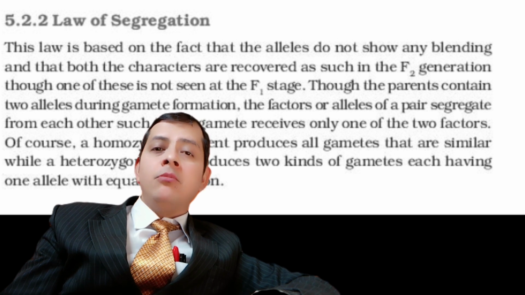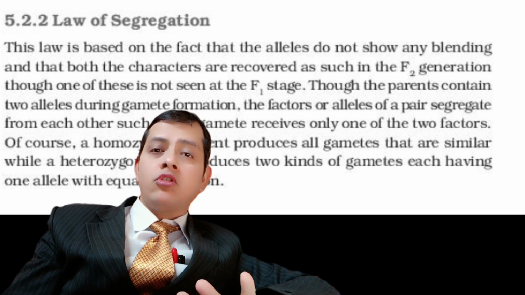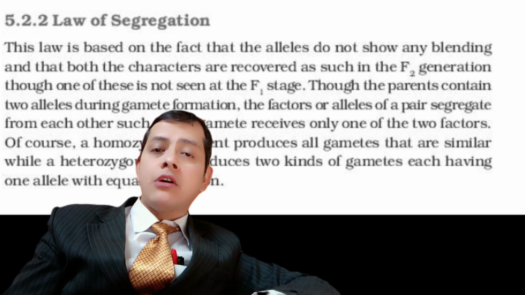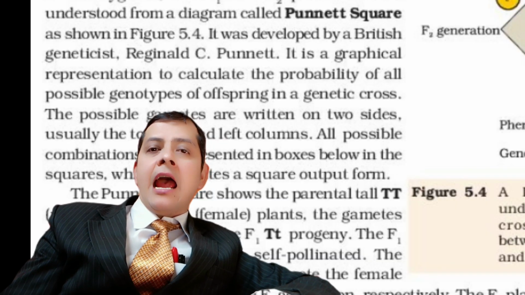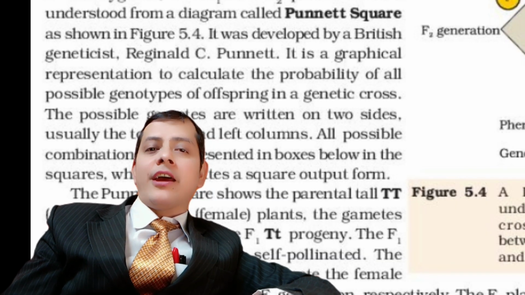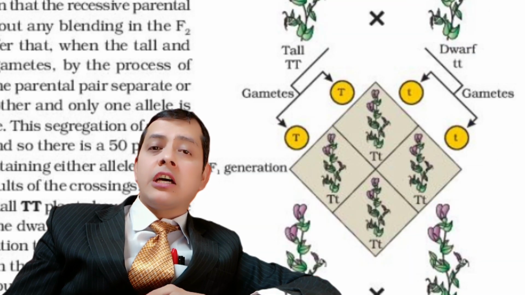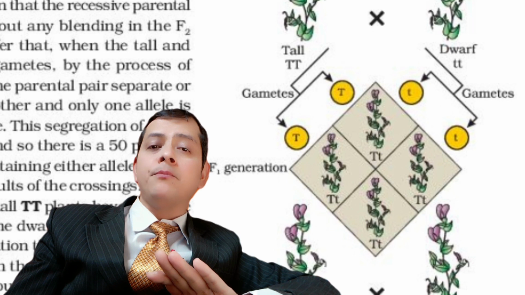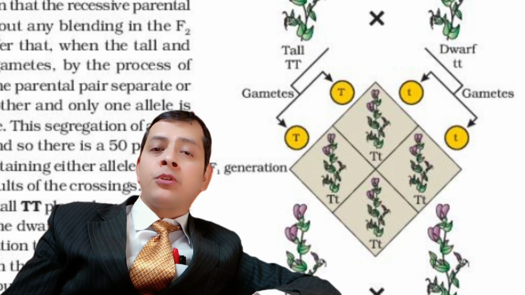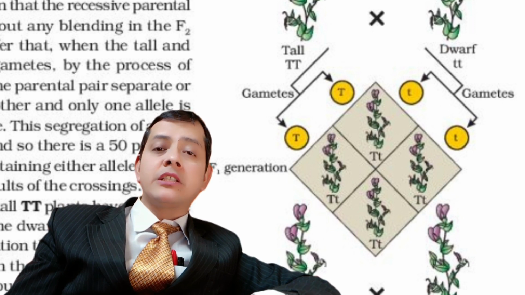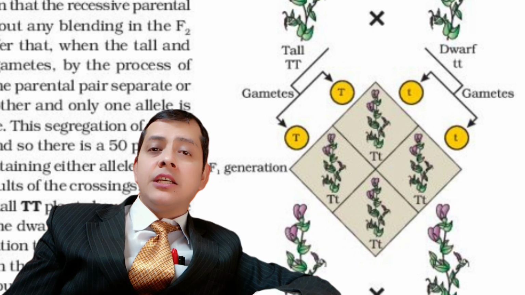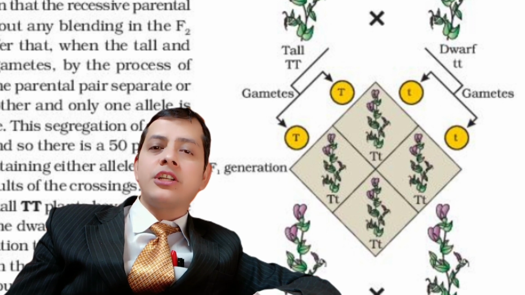Other than the monohybrid cross, we have some more terms that we should learn, and one of them is the Punnett square. Punnett is a scientist's name. He devised a square to represent this flowchart in a simple form. In a Punnett square, we write capital T on one side and small t on the other side, we mix the gametes and write the answer. That's in the form of a square, which is why it is called a Punnett square. Don't make a rectangle, make a square.